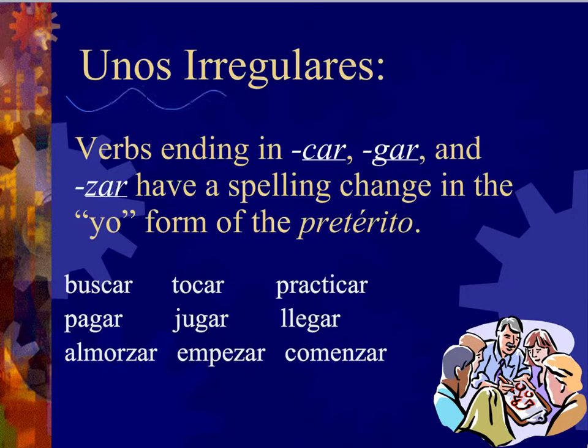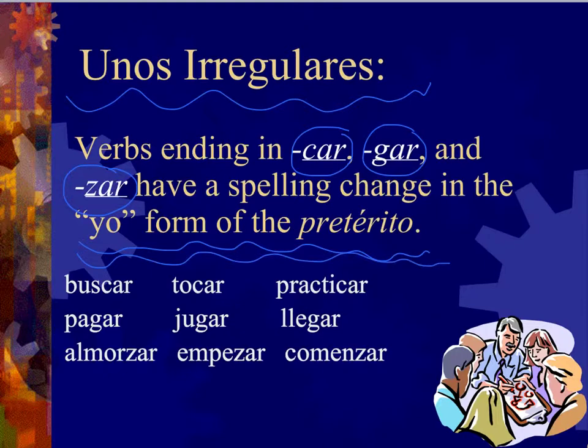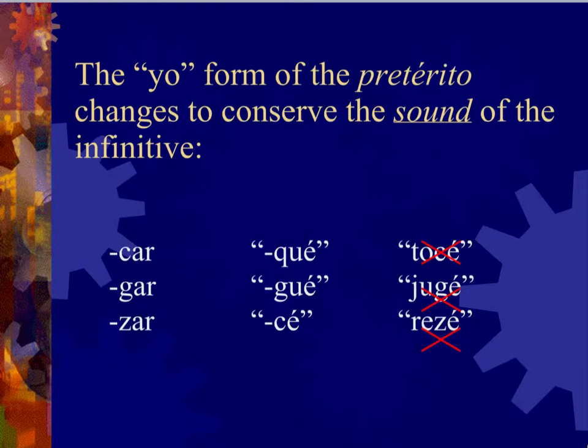Okay, so unos irregulares. Okay, of course, there has to be a little bit of irregularity or it wouldn't be fun. Okay, entonces si tienes car, gar, zar. Anything that ends in car, gar, and zar, they have a spelling change in the yo form. Of course, always in the yo form, all this craziness. Okay, so buscar, tocar, practicar, pagar, jugar, llegar, almorzar, empezar, and comenzar, all are going to have spelling changes. I'll show you. Okay, car instead is going to be que. So toqué, spelled with a Q-U-E.